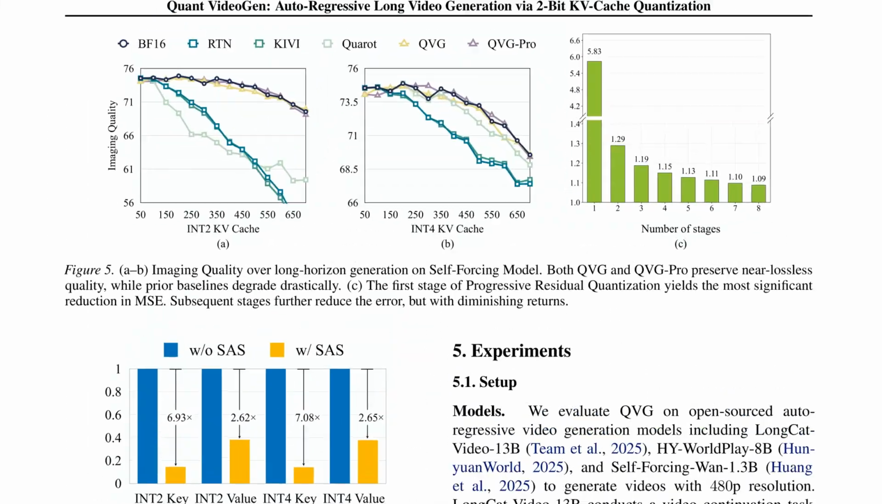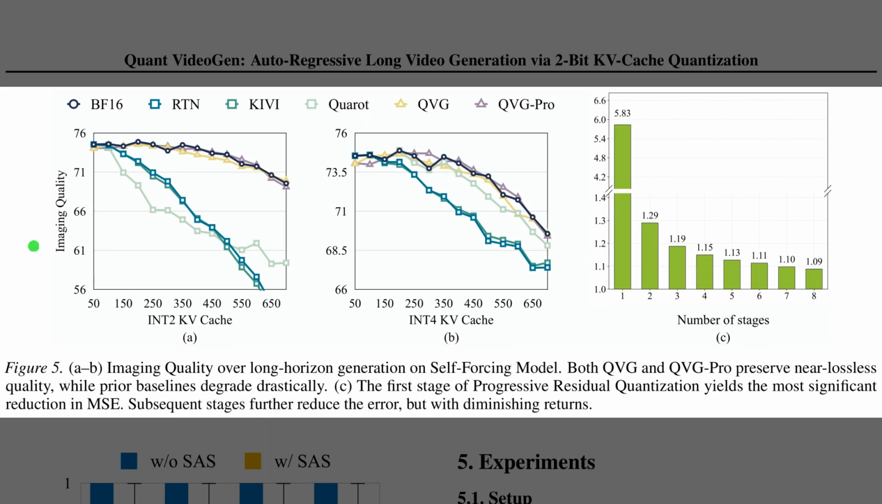Well, while Table 1 covered static metrics, Figure 5 demonstrates how these models behave over long durations. Panels A and B track image quality across 700 frames for the self-forcing model. In Panel A, under the aggressive 2-bit setting, standard methods like Kivi, shown in teal, plummet in quality after just 150 frames. In contrast, the yellow and purple lines for QVG and QVG Pro hug the top, tracking the uncompressed baseline almost perfectly. Then, Panel C investigates the design by showing the error reduction at each quantization stage. The tall first bar confirms that the initial pass captures the vast majority of the signal, meaning subsequent stages offer diminishing returns.